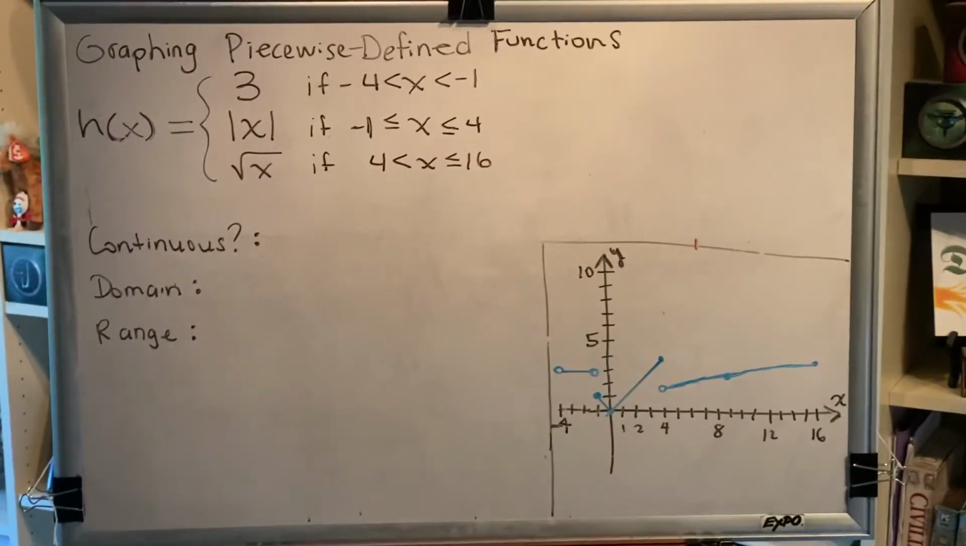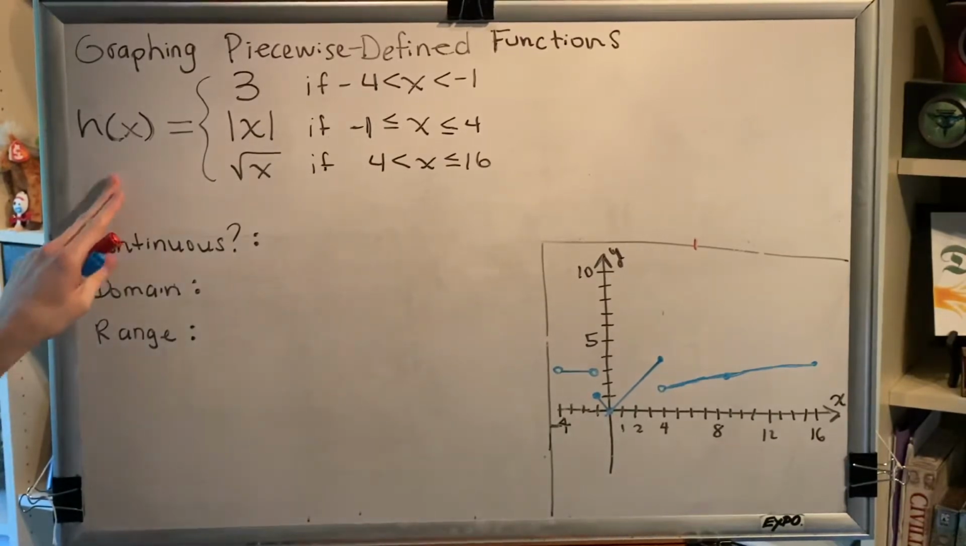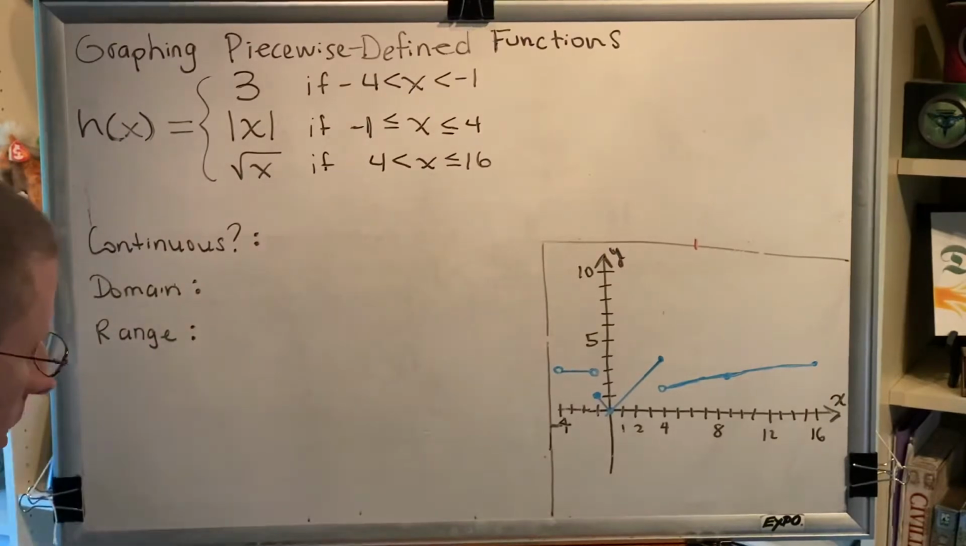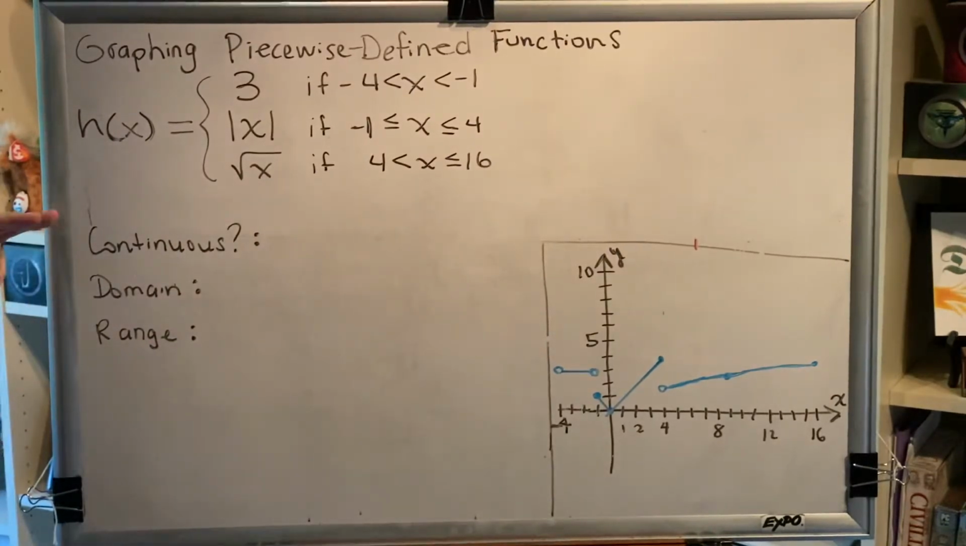The topic of this video is graphing piecewise-defined functions. This is a continuation of the previous video. Alright, so we've already created our graph of h of x. We have that shown here. The only thing left to do now is to determine if it is continuous and find its domain and range.